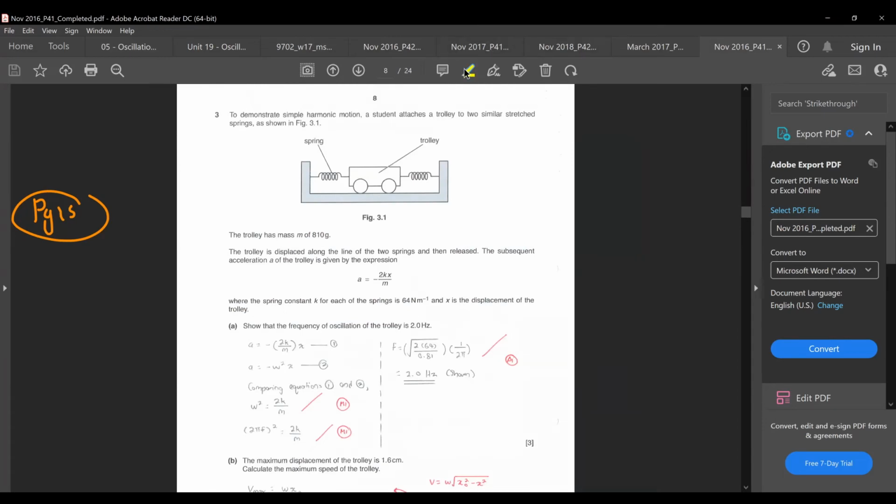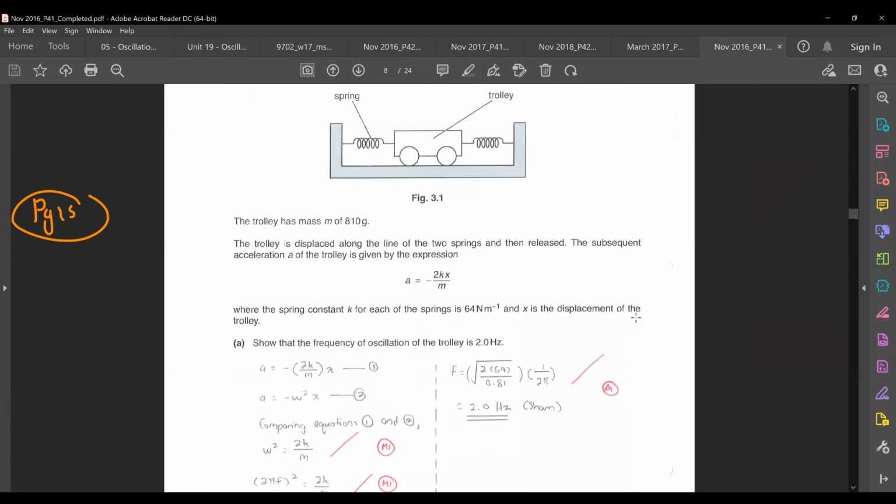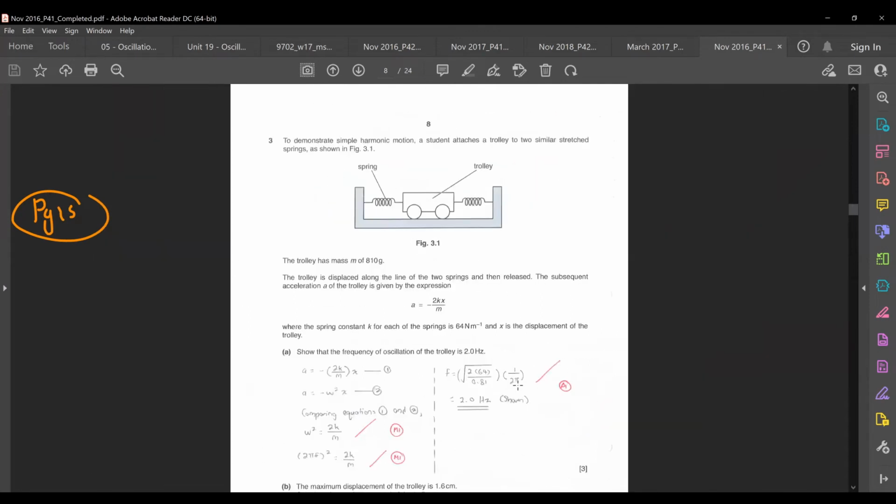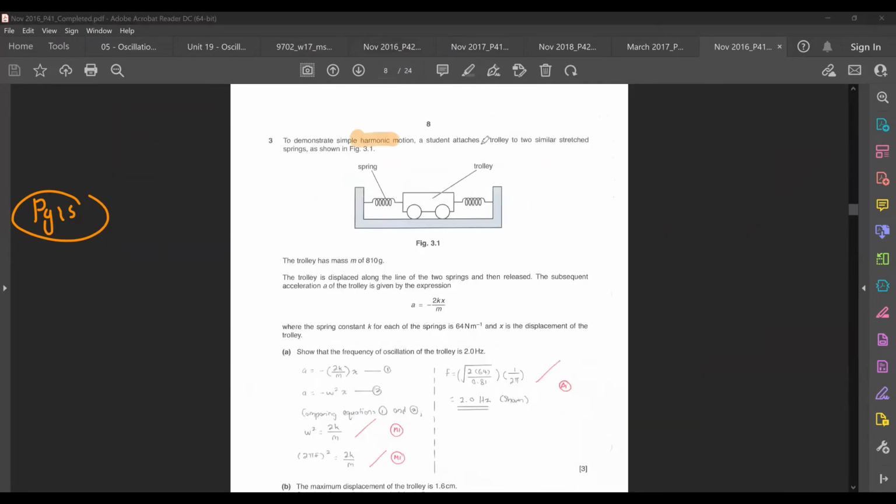Now to demonstrate simple harmonic motion, a student attaches a trolley to two similar stretched springs. The trolley has a mass m of 810 grams. The trolley is displaced along the line of the two springs and then released. The subsequent acceleration a of the trolley is given by a equals negative 2kx over m, where the spring constant k for each of the springs is 64 Newton per meter and x is the displacement of the trolley. Show that the frequency of oscillation of the trolley is 2 Hertz.